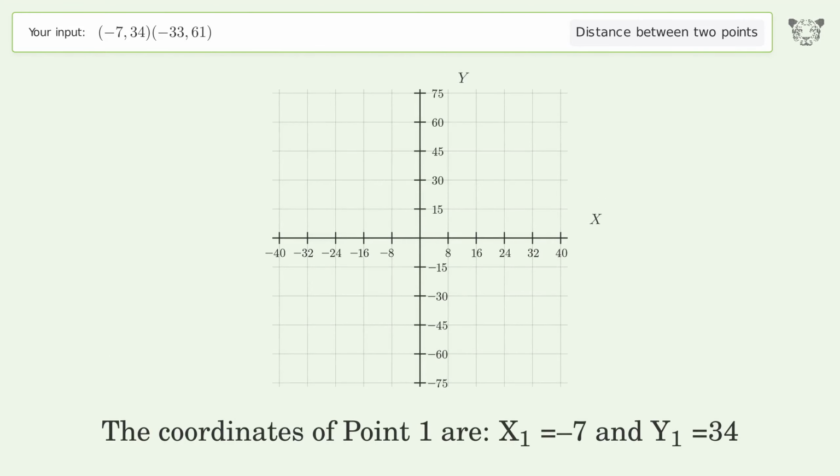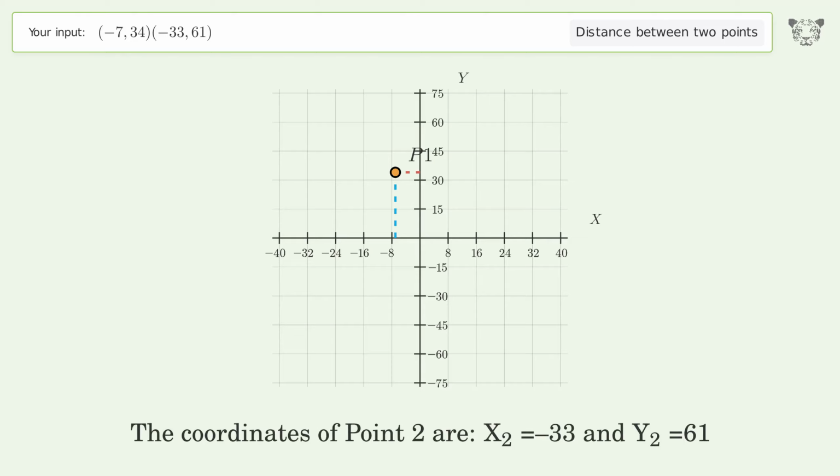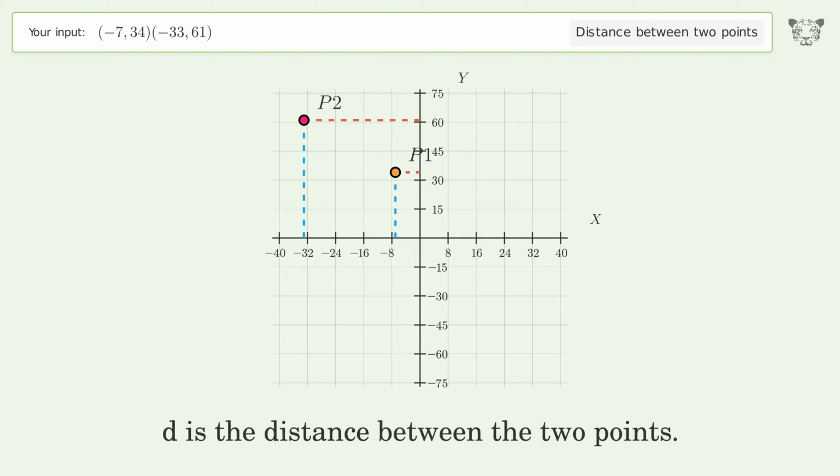The coordinates of point 1 are x1 equals -7 and y1 equals 34. The coordinates of point 2 are x2 equals -33 and y2 equals 61. D is the distance between the 2 points.